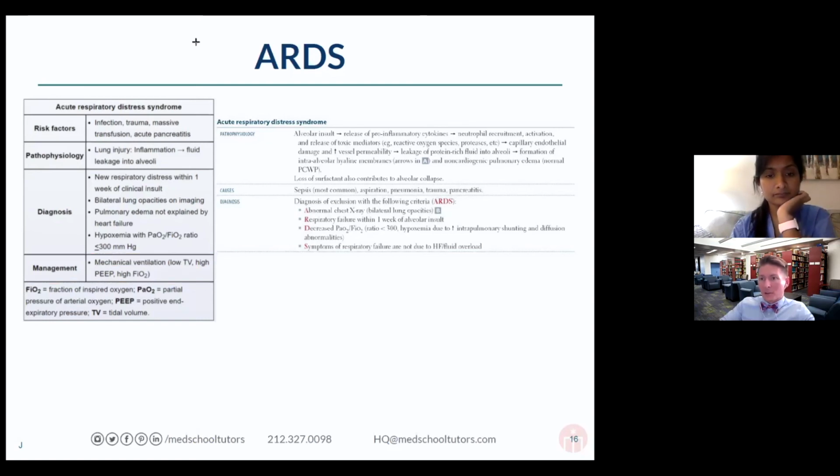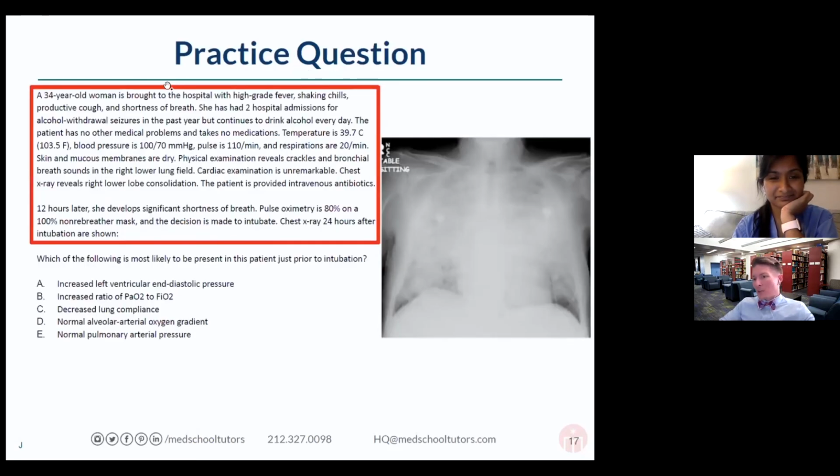We're going to need a lower tidal volume as a result. So let's culminate all of this together and take a look at the same question that we just looked at. This vignette is exactly the same, just saw it. And one thing I want to emphasize here is that if this person has a pulse oximetry of 80% on a 100% non-rebreather mask in the first place, that means that their PaO2 is probably somewhere below 60, despite the fact that they're getting 100% oxygen. And that probably means that we have ARDS.